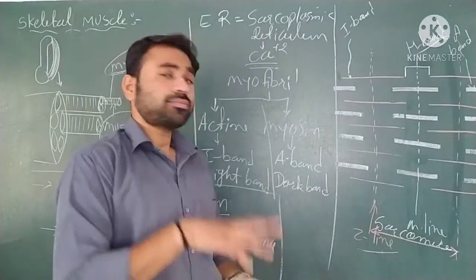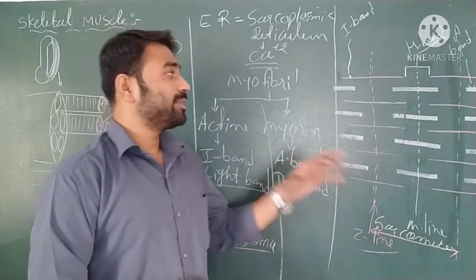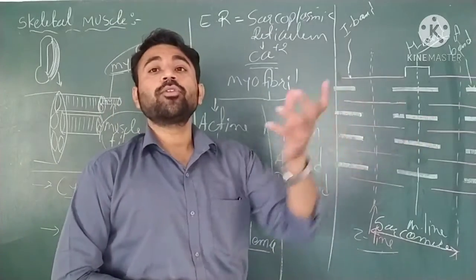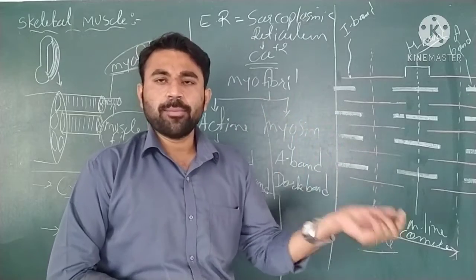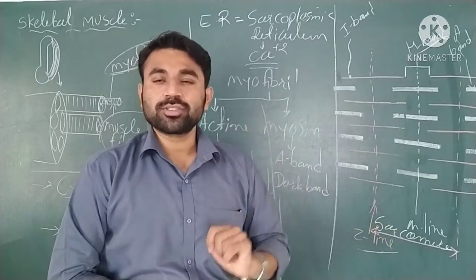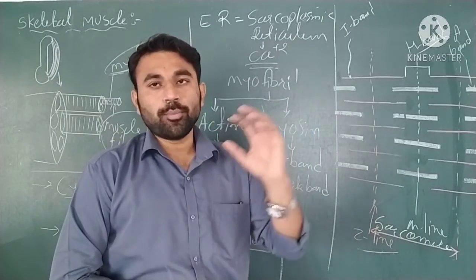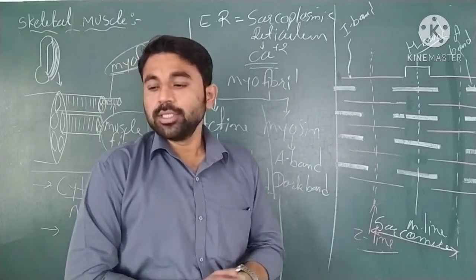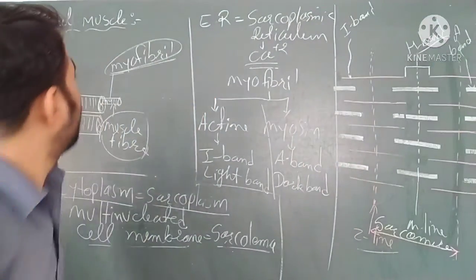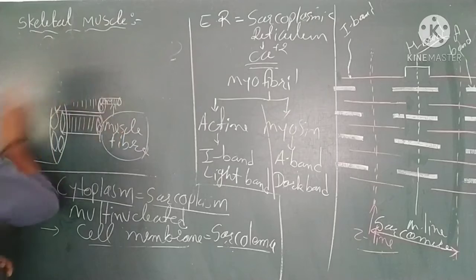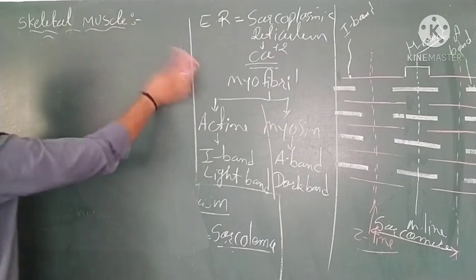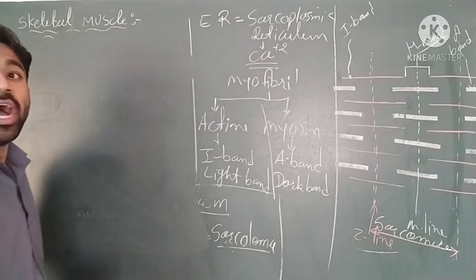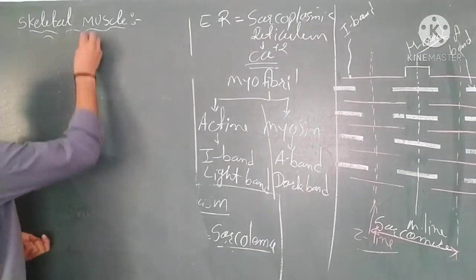Okay, now we will see what the components of the I band and A band are. We know that the I band is made up of actin and the A band is made up of myosin, but what are the actual components of the complete I band? So let's look at that. We'll see the structure of the I band first of all.